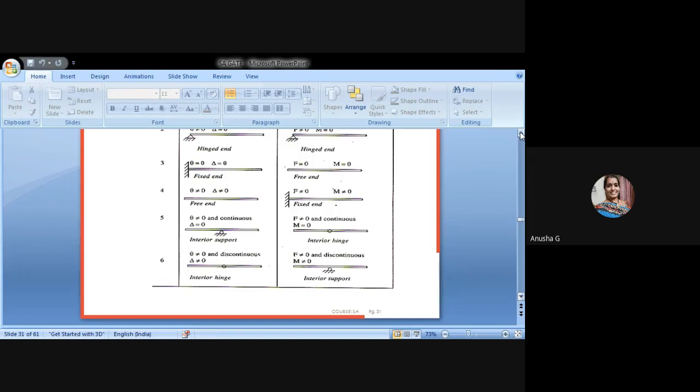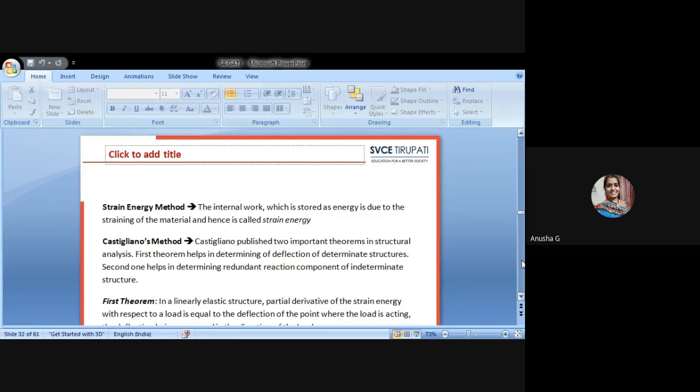Okay, and the last one is internal hinge and internal support. There will be opposite directions. Then in our conjugate beam, force is not equal to 0 and moment is also not equal to 0 for discontinuous beams. Here also, for the normal original beam, if an interior hinge is there, the slope will not be 0 and deflection also will not be equal to 0. These are all the totally different conditions we have to assume here.